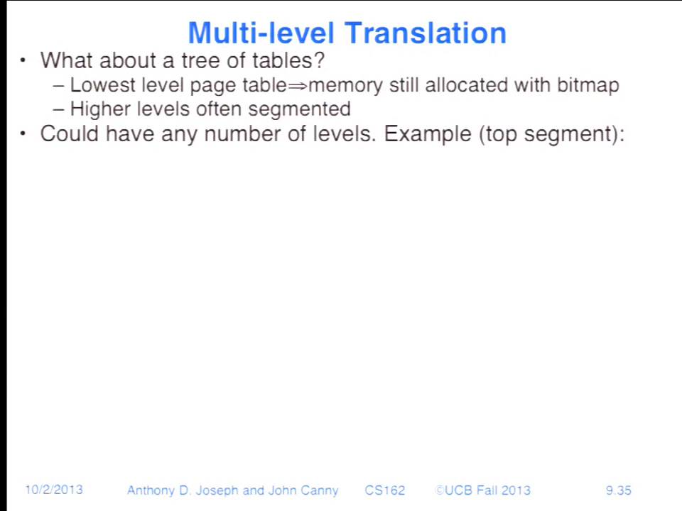So one elegant approach is to use a tree of tables. The tree is a sparse structure that only contains entries for the actually valid pages in the page table. And in fact, we'll often use the most economical representation at the bottom of the table, the lowest order address, which is the simple bitmap representation of the page table, which just means some pages are in, some pages are out.